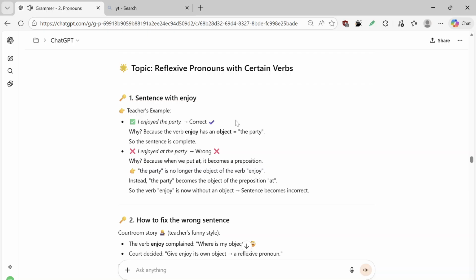I enjoyed at the party. Wrong. Why? Because when we put at, it becomes a preposition. The party is no longer the object of the verb enjoy. Instead, the party becomes the object of the preposition at. So the verb enjoy is now without an object. The sentence becomes incorrect.